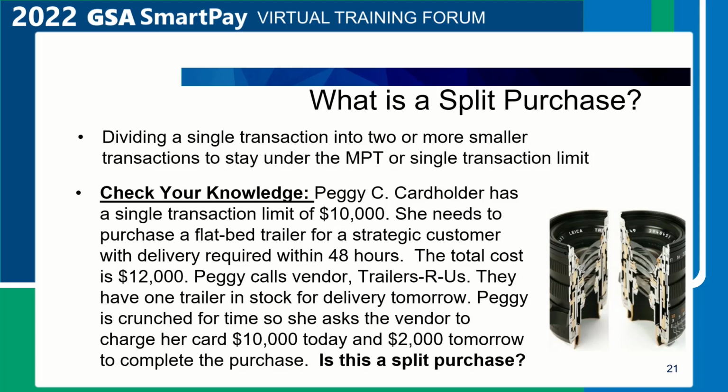She asks the vendor to charge her card for no more than $10,000 today and then $2,000 tomorrow in order to complete the purchase. Is this a split purchase? Yes, this is considered a split purchase, and this is not allowed.